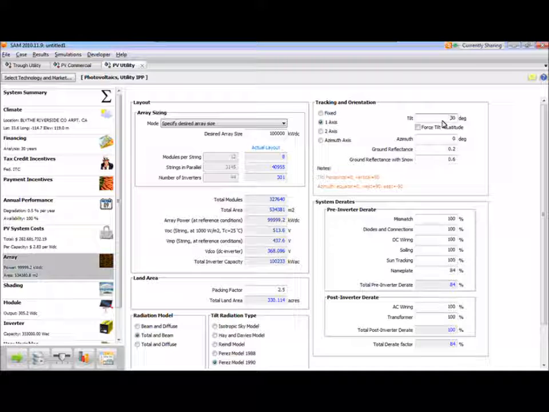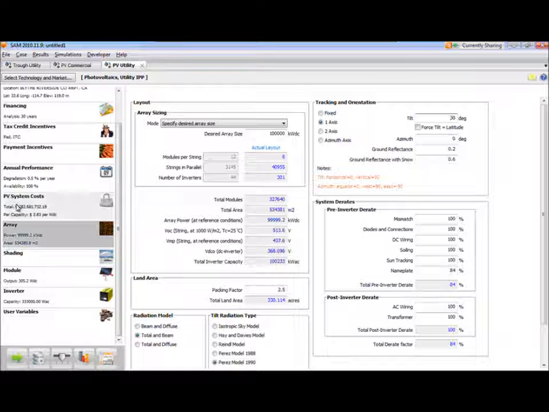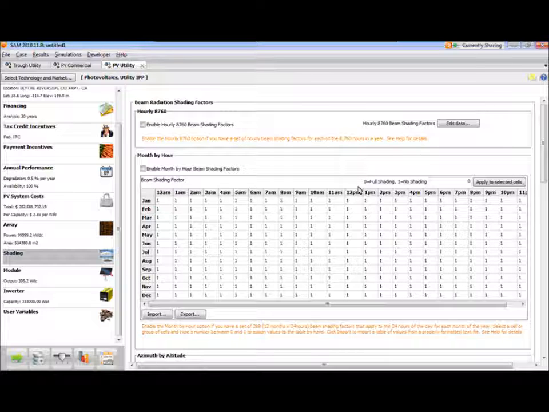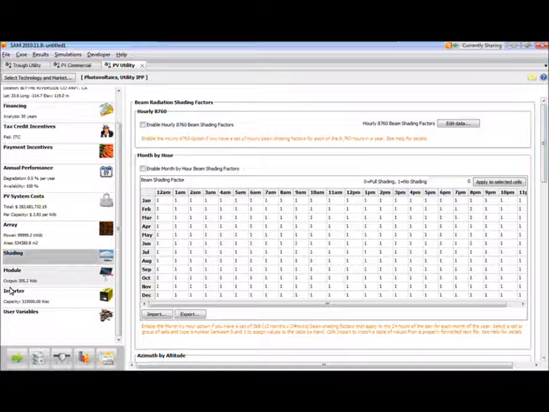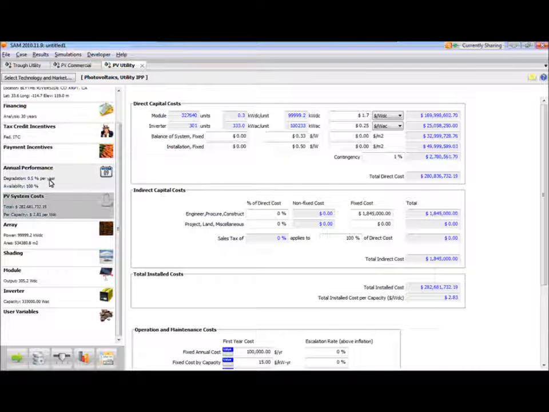But that's something to note. That's an example of a default value that is probably not appropriate. So it's important to at least do a quick review of your assumptions before you run the model to make sure that you're modeling the system that you intend to. There's some other options here, shading, which we'll get into if we have time later. Shading by default is disabled, so I'm not going to worry about it. And I'm just going to go with default values for the costs and finance assumptions.